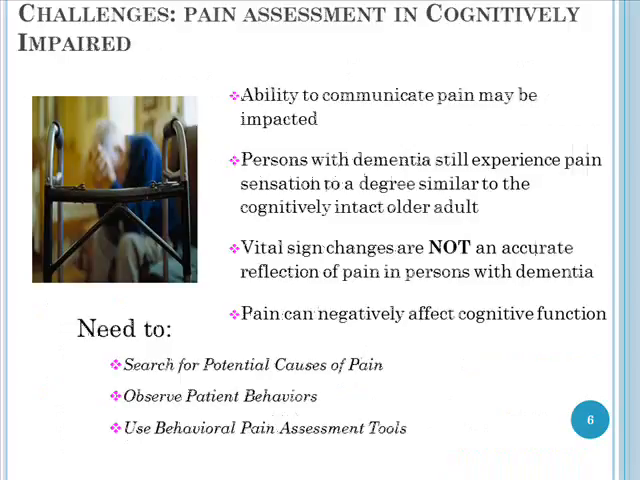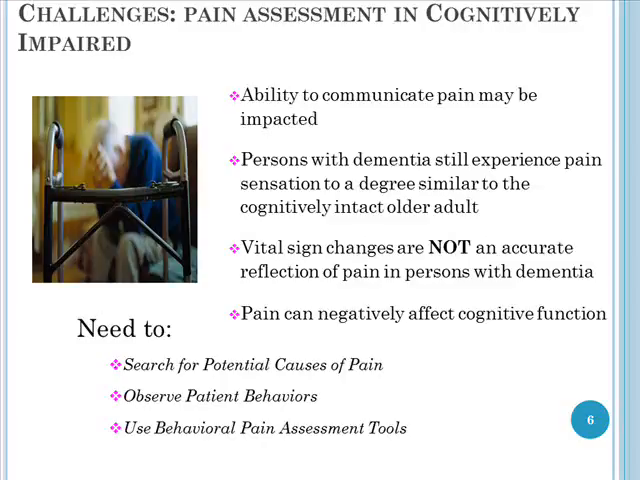So what are some of the challenges in assessing pain in the cognitively impaired? Well, we know that their ability to communicate pain can be impacted. Self-report is often not possible or unreliable. So this creates a challenge for us, and it does lead us to look at a variety of different sources of information to identify possible pain problems.